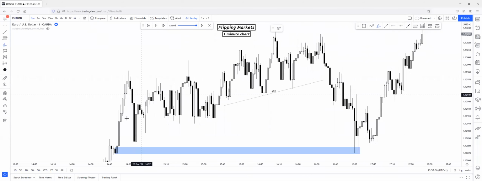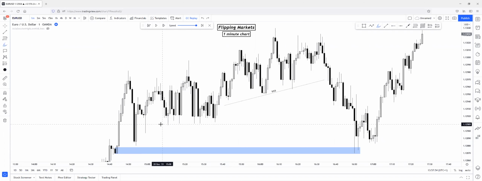So let's see another example. As you can see, price created an inefficient push to the upside from this demand zone. It broke structure, and after the pullback, price couldn't tap into this zone. Instead of tapping into this zone, it built up liquidity here, also here. So all of this region is liquidity for this zone.